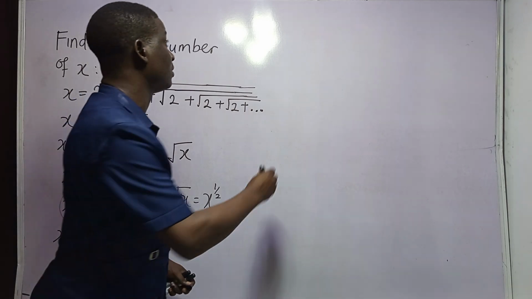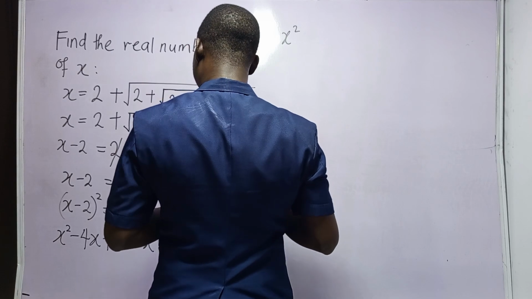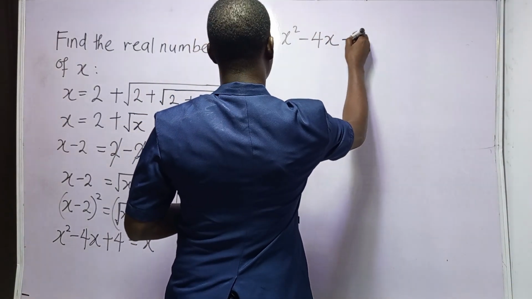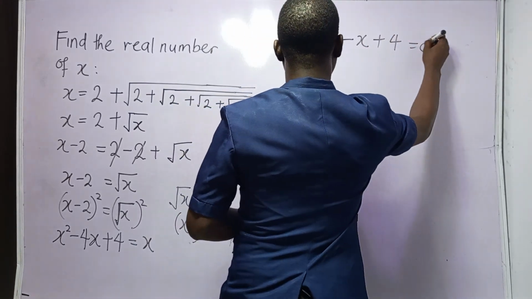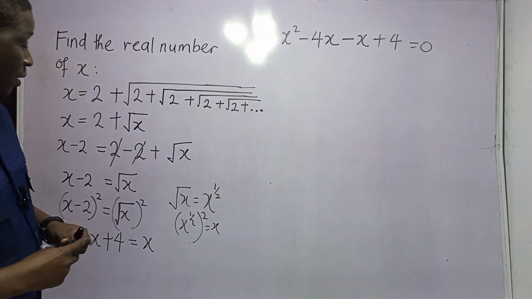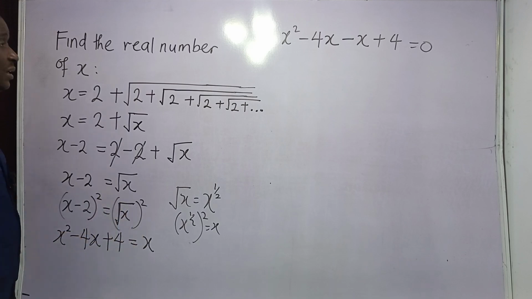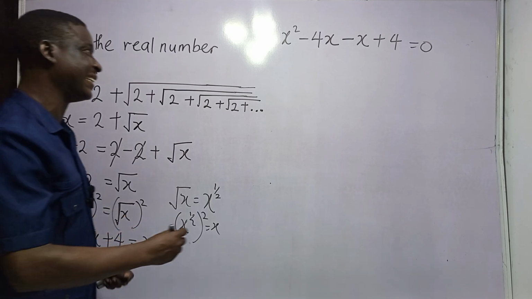So what we're going to have now is x squared minus 4x minus x plus 4 equal to 0. What we did was just bring this x to the other side. It becomes minus x. Then if you have minus x like that, then we'll now what? Why? Because it's plus here, because I have to make it an equation.